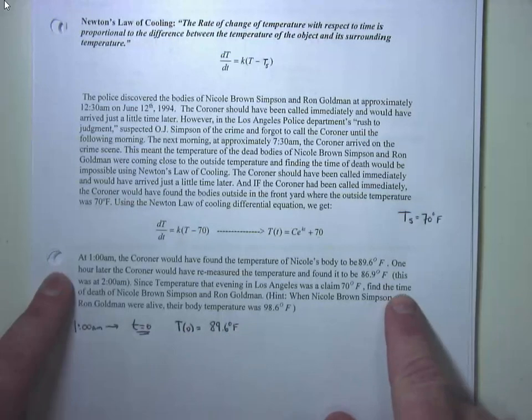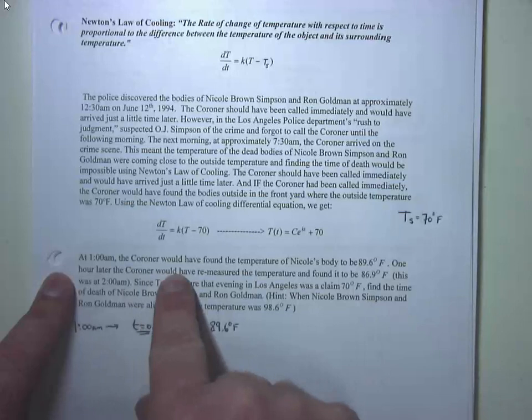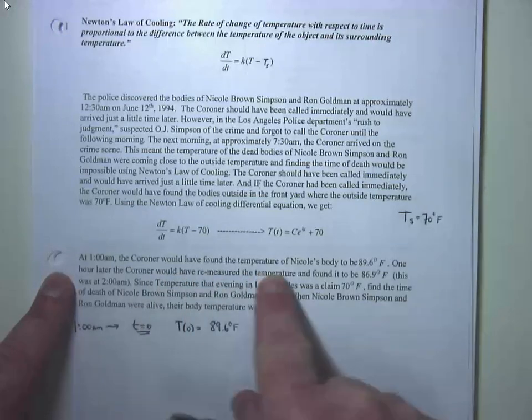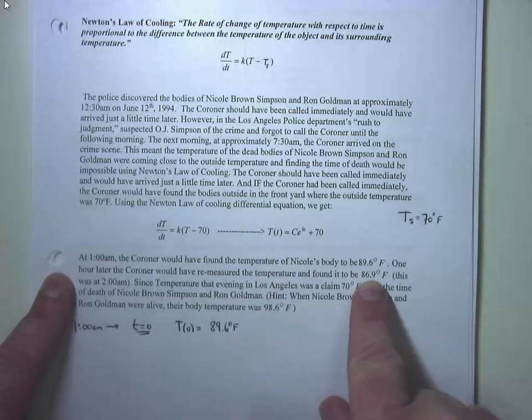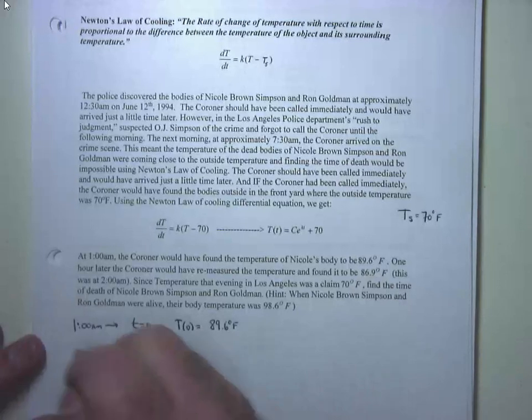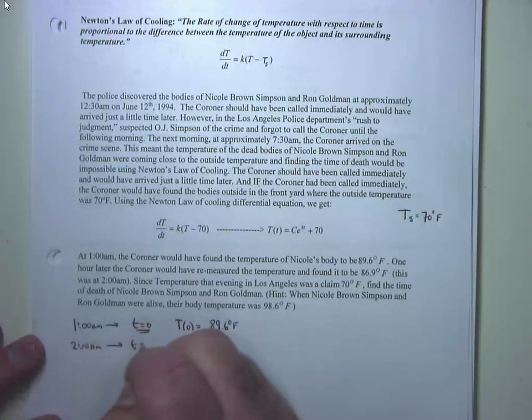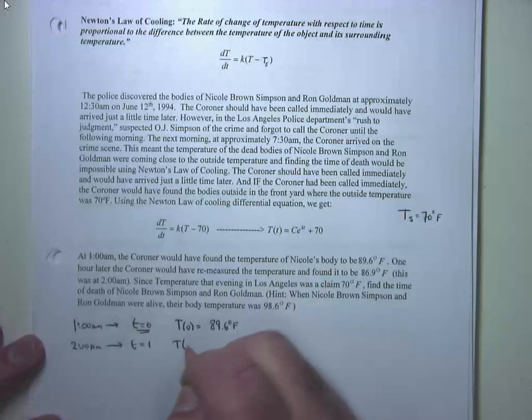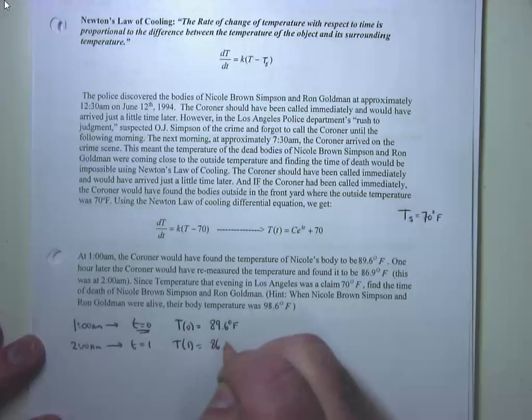One hour later, they would have remeasured the body and found it to be 86.9. So this would be at 2 a.m., one hour later. The temperature one hour later is 86.9 degrees Fahrenheit.